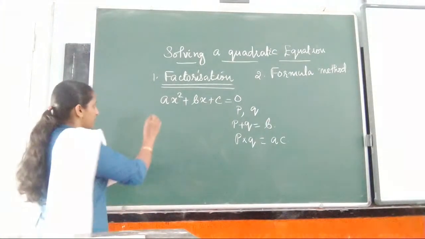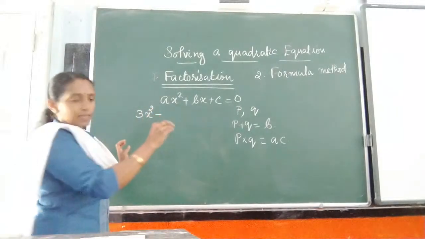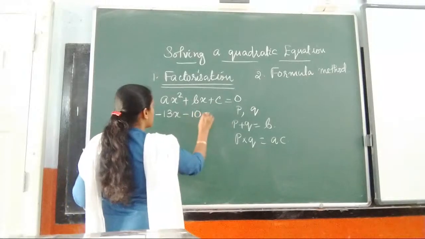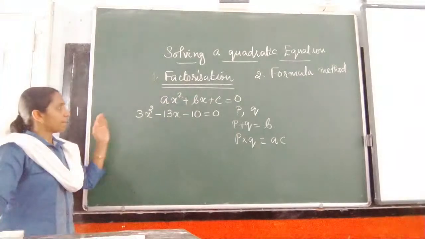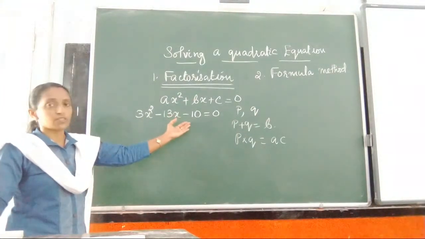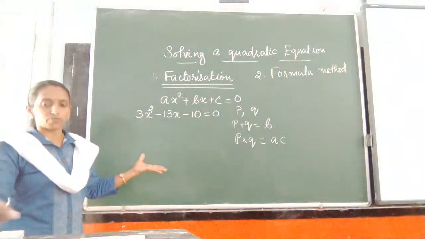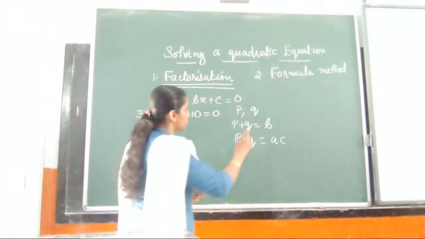For example, if we are taking a question, 3x square minus 13x minus 10 equal to 0. This is a quadratic equation. 3x square minus 13x minus 10 equal to 0. How will you find out the two numbers? We have to find out the two numbers p and q. That procedure you have to show here.